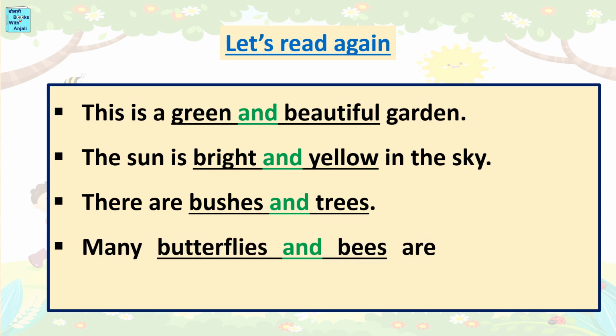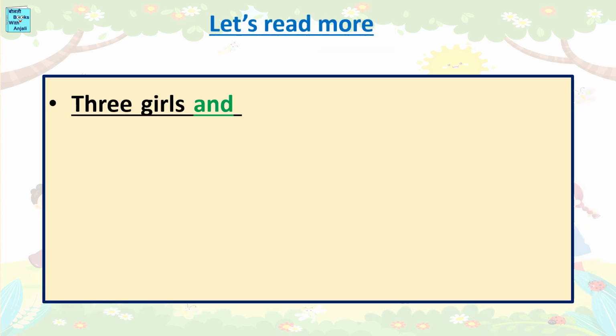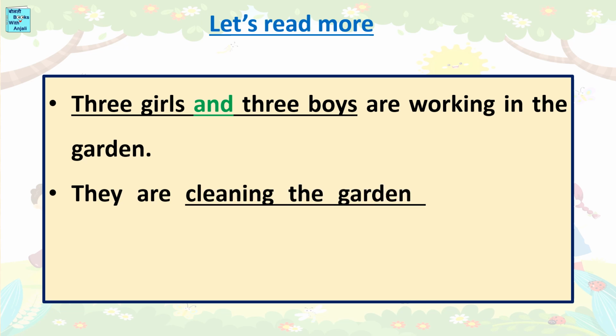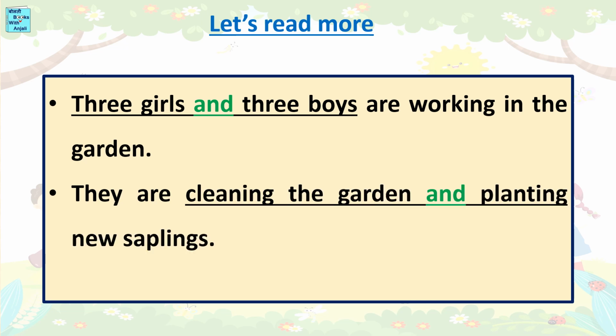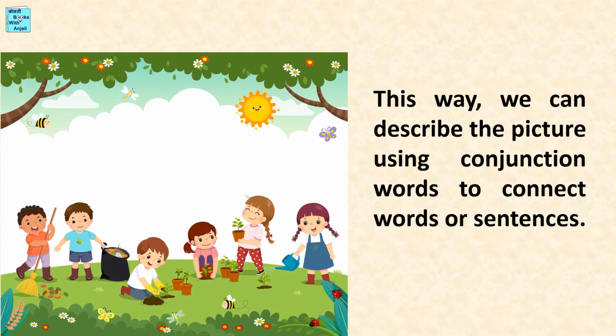Many butterflies and bees are flying in the garden. Three girls and three boys are working in the garden. They are cleaning the garden and planting new saplings. The children are happy and cheerful. This way, we can describe the picture using conjunction words to connect the words and sentences.